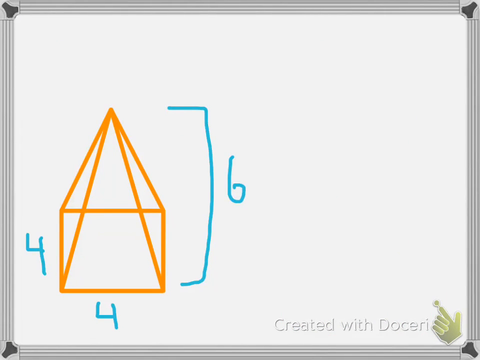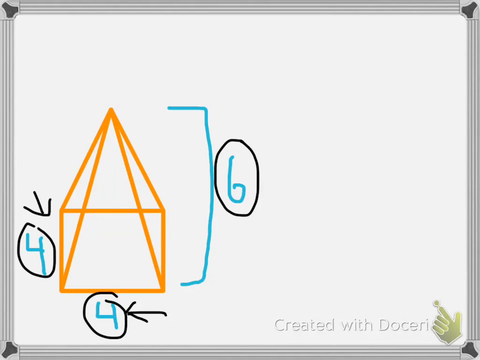Okay, I'm back with another volume guided problem. So, this is the length, 4. And the width is also 4, which is making this a square pyramid. The height is 6. So now we can put these numbers into the formula. Volume equals 1/3 length times width times height.